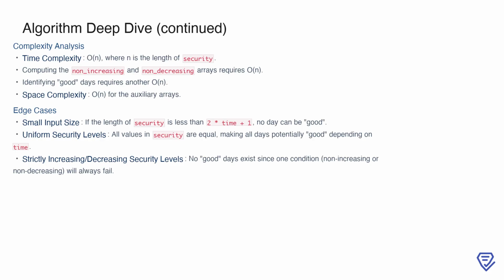Considering edge cases, if the security array has fewer than 2 time plus 1 days, no days can be good. For uniform security levels, all days might qualify as good depending on the time parameter, since the conditions are trivially satisfied. On the other hand, strictly increasing or decreasing security levels result in no good days, as one of the required conditions will always fail. These considerations ensure our solution is robust and handles a variety of scenarios.